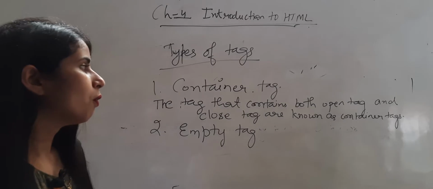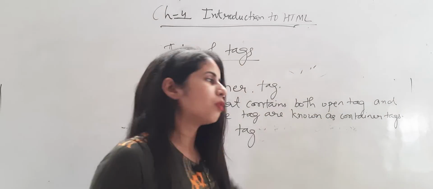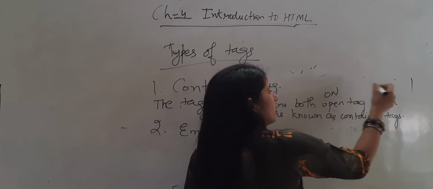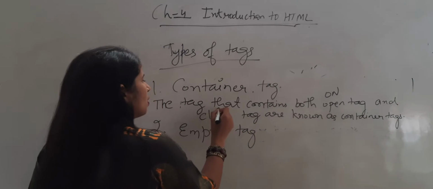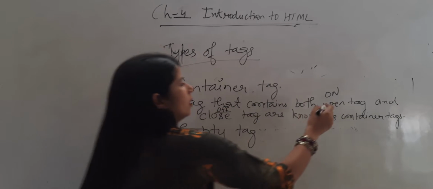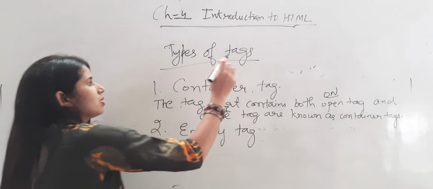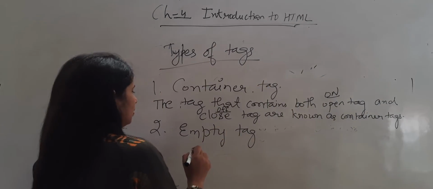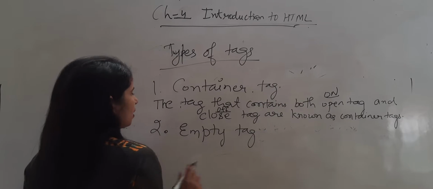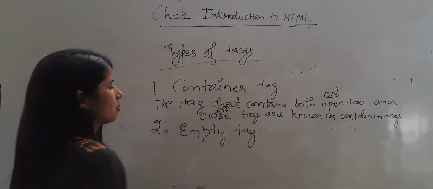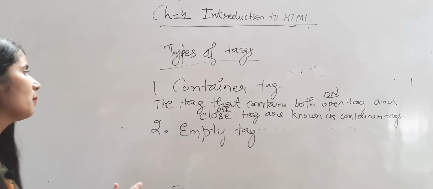Okay. Open tag is also known as on tag and closed tag is also known as off tag. On tag and off tag. Okay. Then next I will give an example. At first let me write the definition of empty tag.